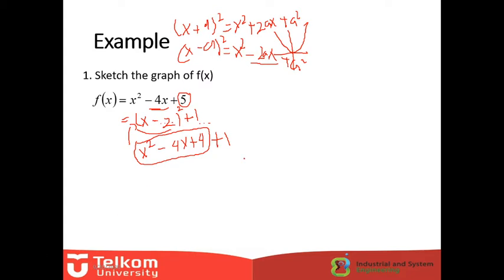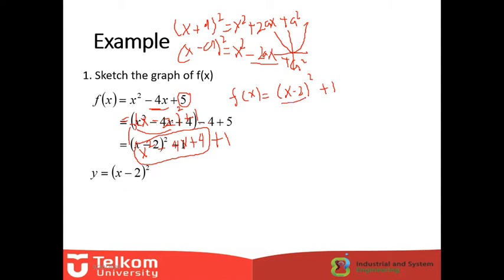So our conclusion, f(x) is equal to (x - 2) square plus 1. What is the meaning? We get x square minus 4x plus 4 minus 4 plus 4, so we have (x - 2) square. The meaning here is that we subtract a constant from x.